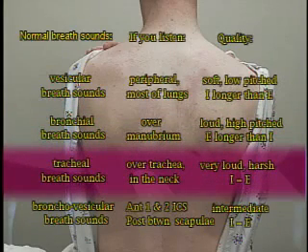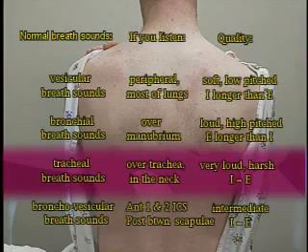Tracheal breath sounds are best heard over the trachea in the neck. They're very loud and harsh, and inspiration equals expiration.